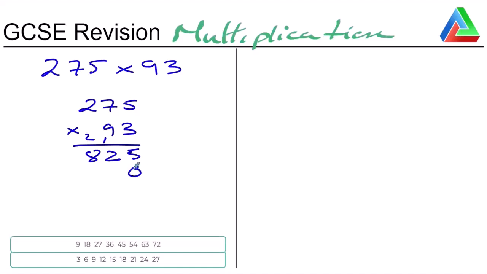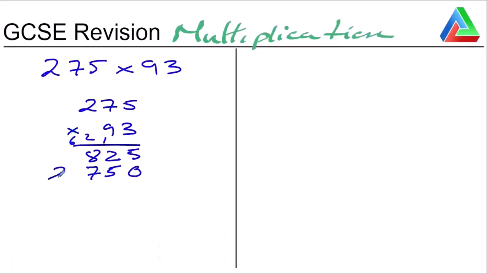Put a 0 in here because we know the answer will end in 0. 9 fives are 45. Put down the 5, carry the 4 into the next column. 9 sevens are 63 plus 4 is 67. Put the 7 down, carry the 6 into the next column, and 9 twos are 18 plus the 6 is 24. The only thing to be careful of here is when you're carrying into the next column. Don't get mixed up with your previous carries.